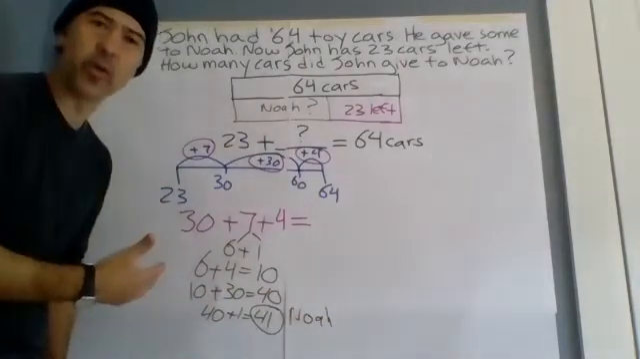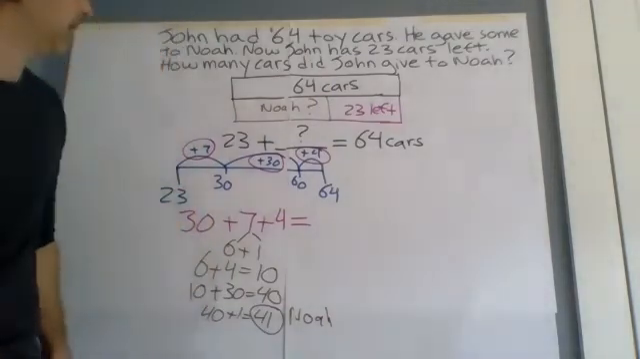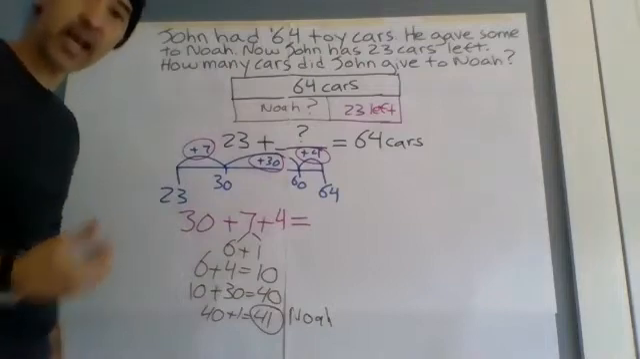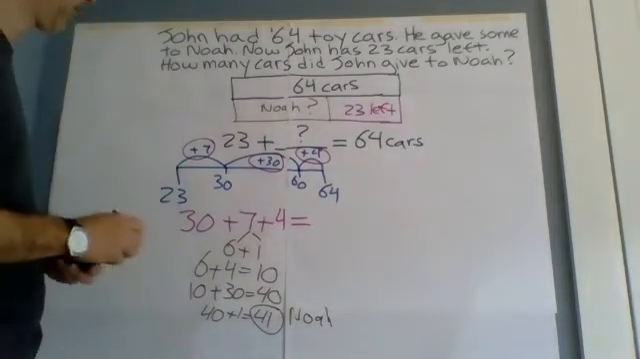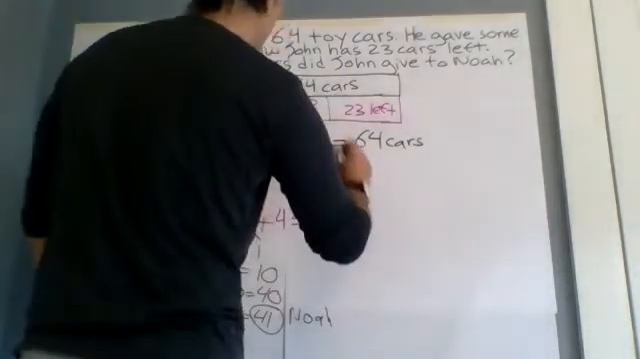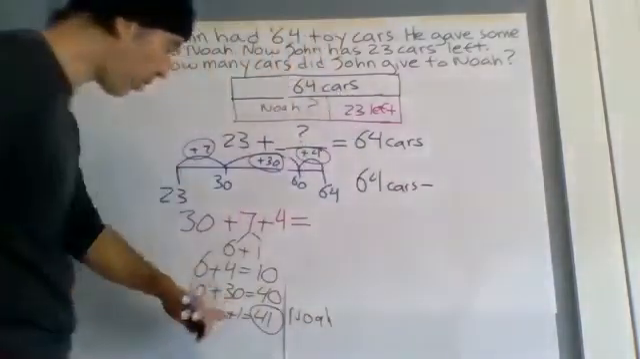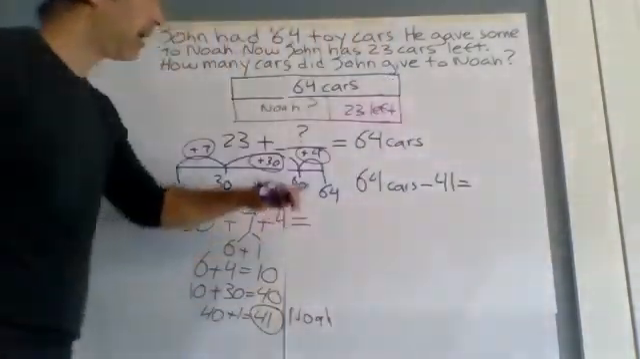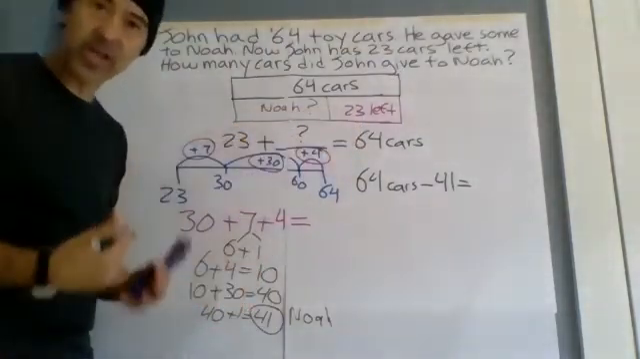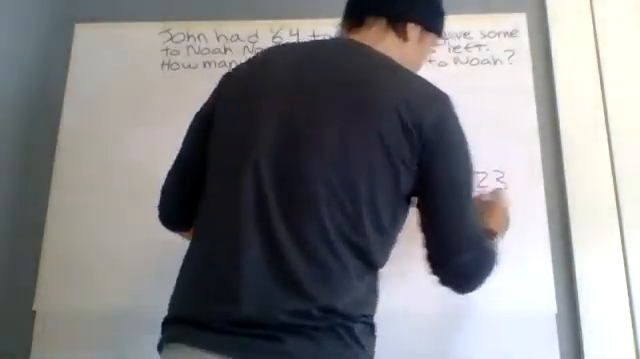Now, what do I always do when I have an answer? That's right, I have to check my thinking. So here's how I'm going to check my thinking. I'm going to use subtraction to check my addition. So if John has 64 cars and I take away the cars that he gave to Noah, I should get the 23 cars he has left. So I should get 23.